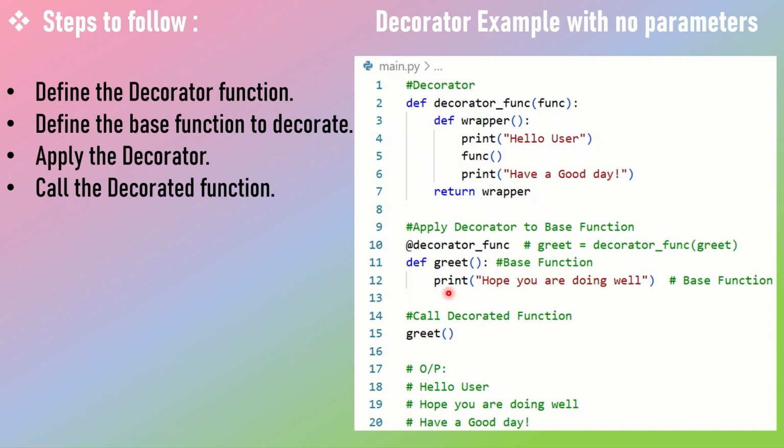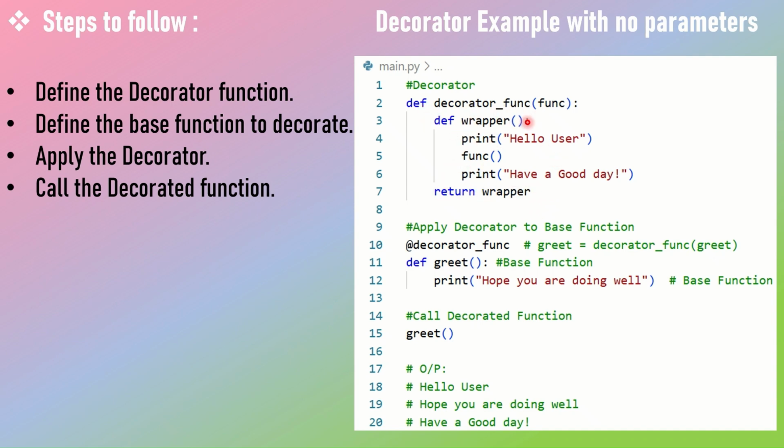So we have decorated the base function with a decorator function. Now it's time to call the decorated function. The decorated function here is the greet function. So finally we are calling the decorated function. Whenever we call this decorated function, it will always return the wrapper function, right?